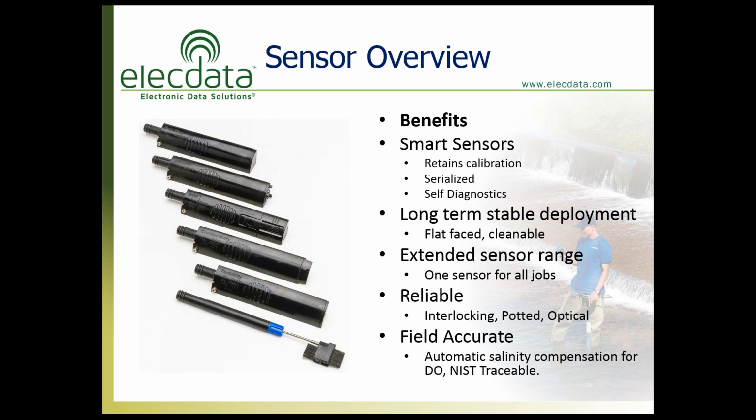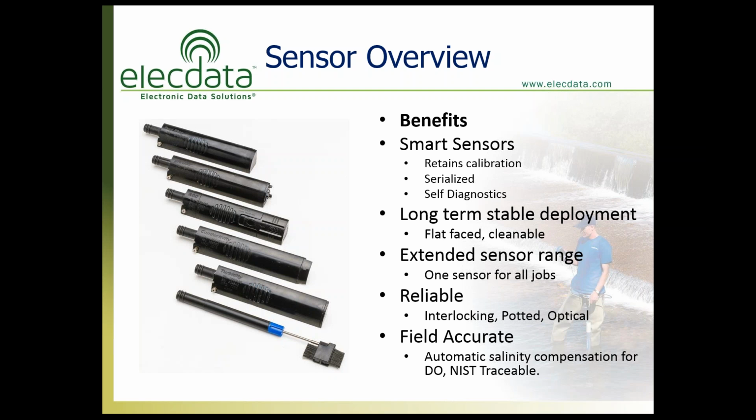As we mentioned, these sensors are designed for long-term stable deployment, so they all have a flat face that's easily wiped and cleanable by the central wiping system. Most of the sensors also have extended sensor ranges, such as dissolved oxygen, and we'll get into these ranges shortly, but turbidity, conductivity, and dissolved oxygen ranges have all been extended to still provide the accuracy that you need but cover a wide range of field conditions.